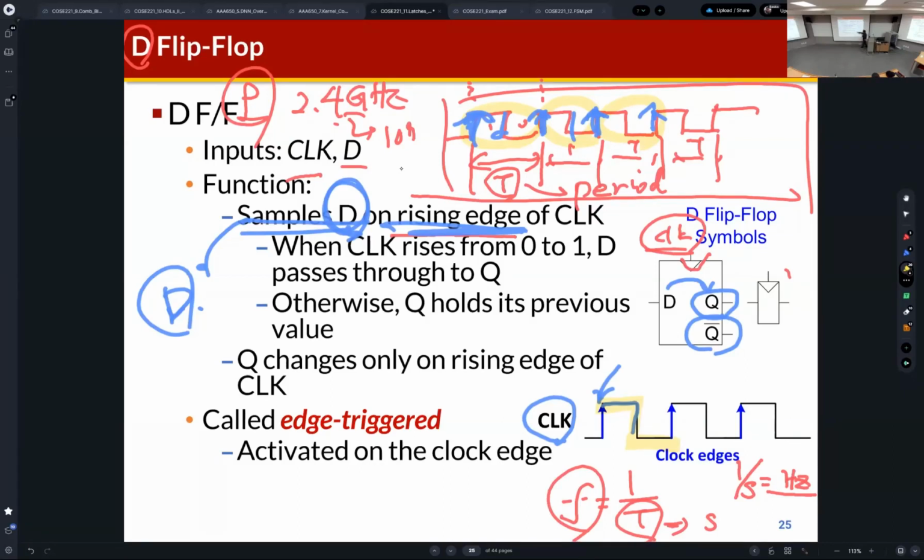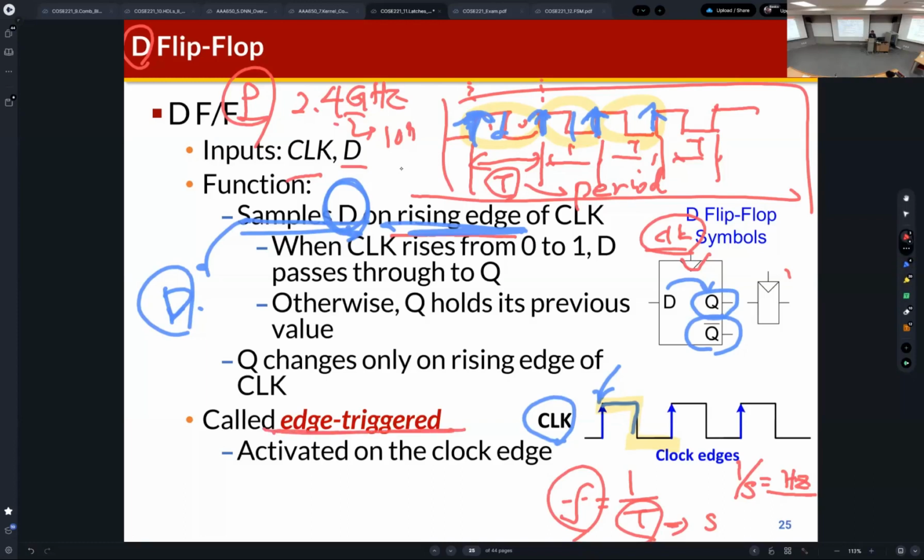So only at this point, D is sampled, so it will be the value of D detected and stored. And for other cases, during this period, just this sampled value is stored inside the D flip-flop. So that is the behavior or functional specification of the D flip-flop. This behavior is called edge trigger.